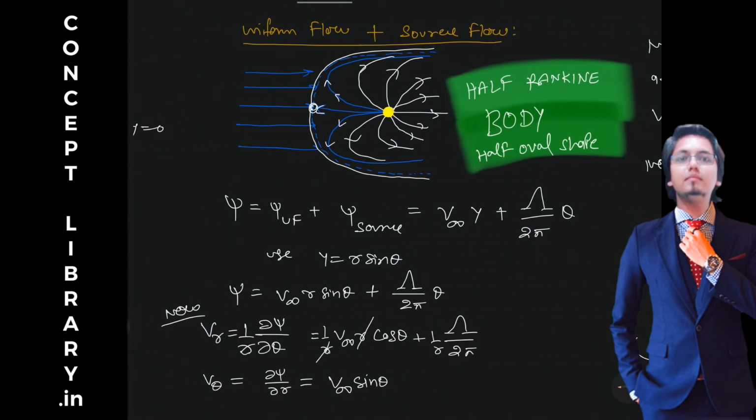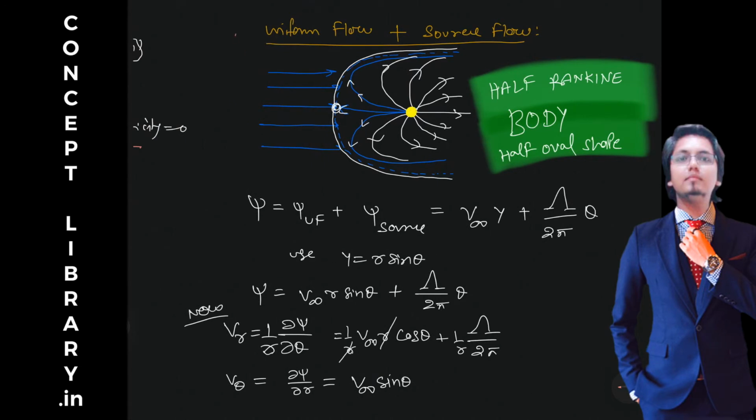Then we have our third flow, which is the combination of both previous flows, meaning uniform flow and source flow. When you combine source flow with uniform flow, we get the half Rankine body. It is oval in shape. In several books it looks like this. So here we are going to combine psi of both the flows, because this is the only way.